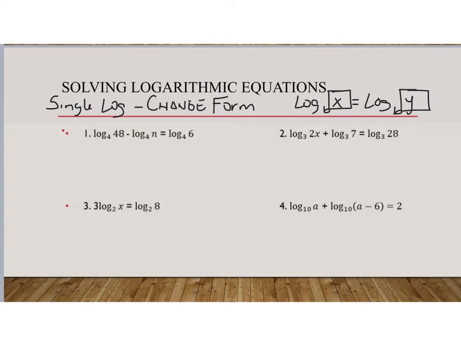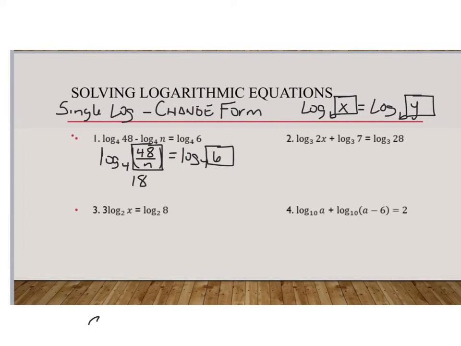All right, so number 1, I'm subtracting 2 logs here on the left side. So I could write this as log base 4 of 48 over n equals log base 4 of 6. Now again, same base logarithm, so 48 over n should equal 6. I'll set these equal. Bear with my stylus here. And then I could multiply both sides by n, which would give me 48 equals 6n. Divide, and n would equal 8.